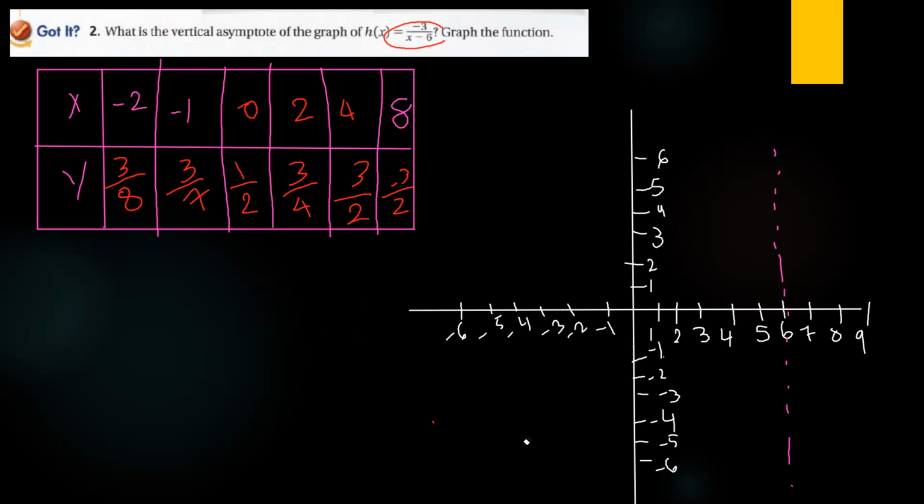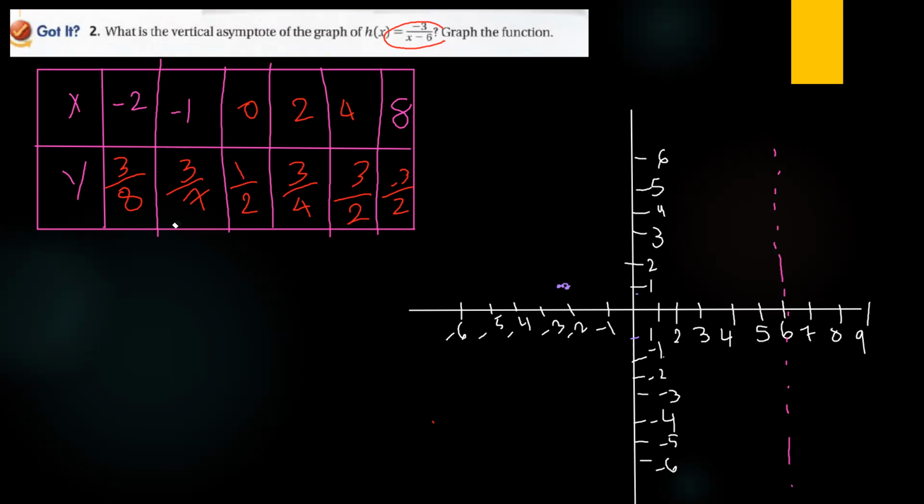At point negative 2, we have it as 3 over 8. Now 3 over 8, if you divide it in your mind, you will find that it's less than 0.5. So at point negative 2, it has to be here. Sorry, I made a mistake. It's positive. Yes. So at negative 2, we have it here.